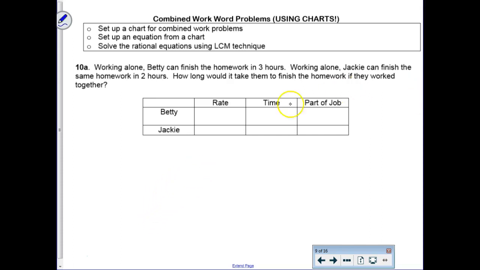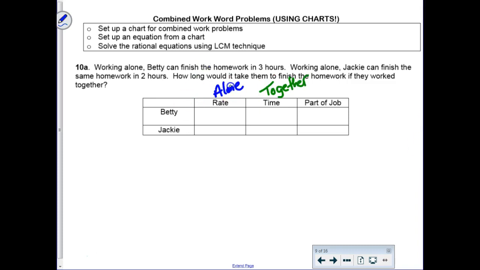Alright, everybody's favorite, the chart problems. I would like you to fill out the chart on your test. However, I did give you a chart like I did on the review here. So remember that the rate is the rate that it takes them to do the job alone, but the time is the time it takes them to do the job together.